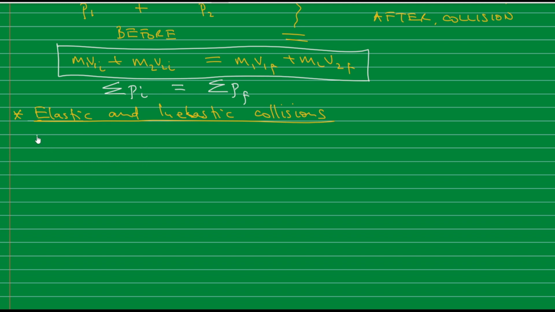So we'll start by defining the elastic collision. An elastic collision basically is a collision in which the total kinetic energy is conserved. So an elastic collision is a collision in which the total kinetic energy is conserved.